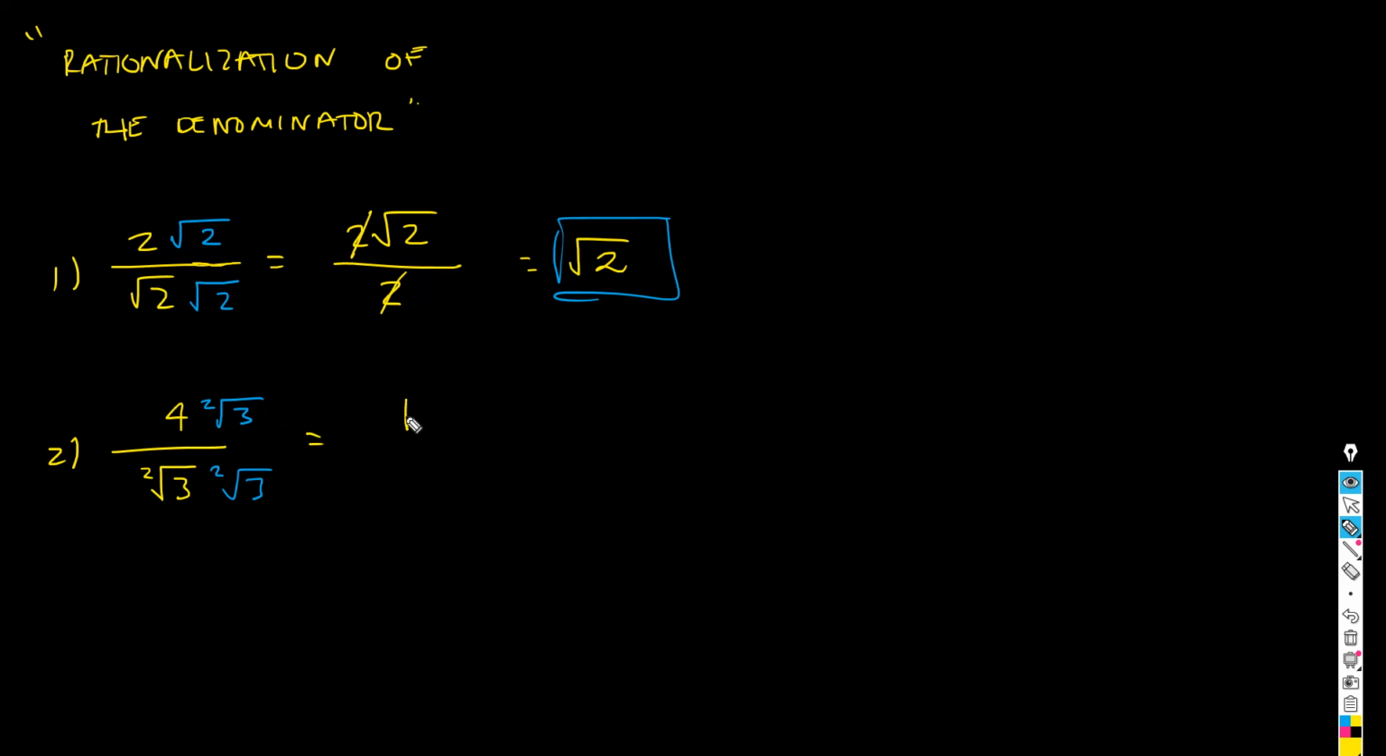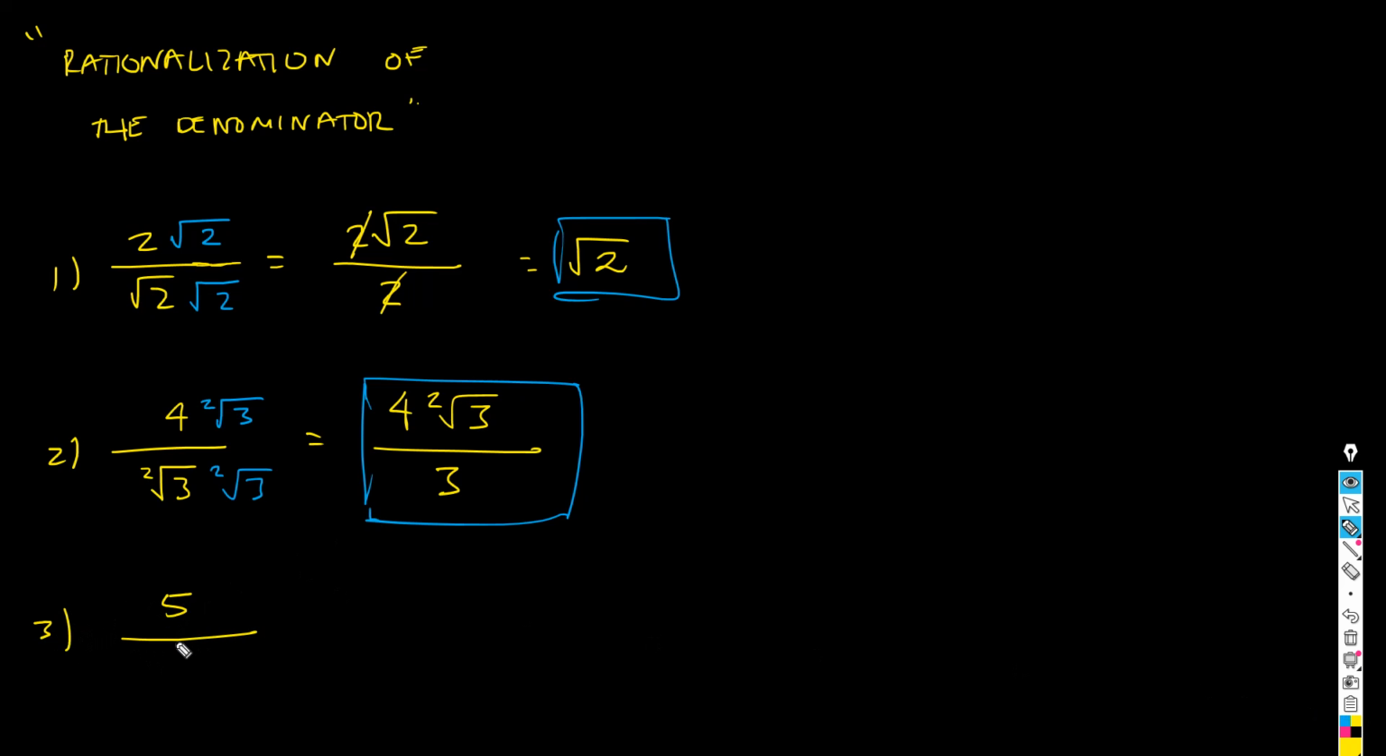4 times this number is going to stay like that. There's nothing else to do. Over the square root of 3 times the square root of 3, which is by definition 3. And we are done. There's nothing else to be done here. We cannot simplify any further. We cannot divide 4 over 3, etc. So it just stays like so. Number 3, 5 over the cubic root of 2. Now we have a cubic root.